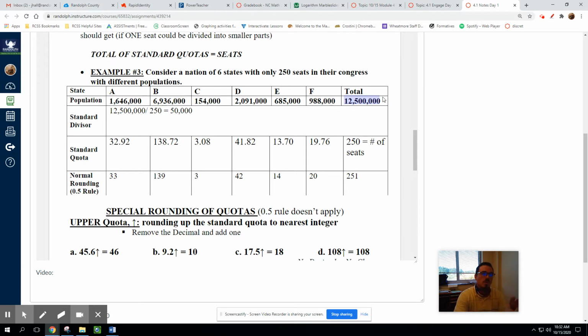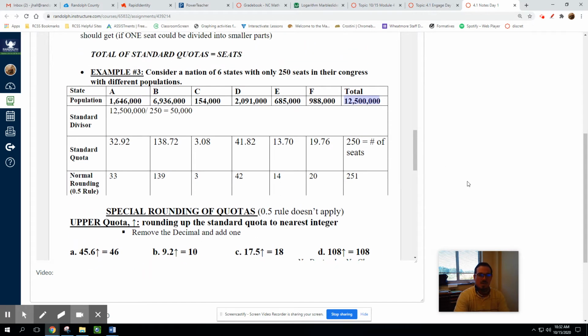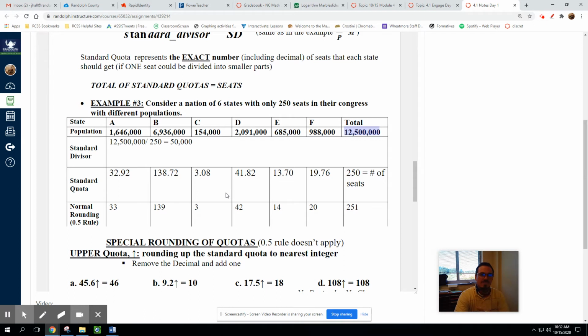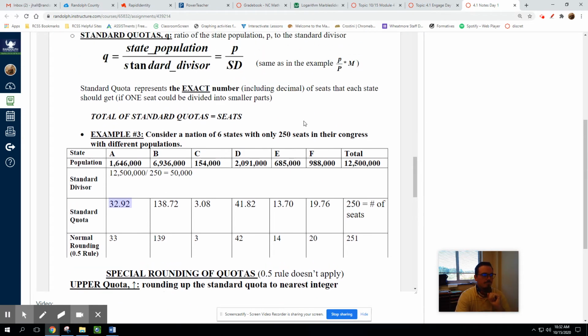Now there are only 250 seats in Congress for those states. So we're going to have to figure out how we divvy up those 250 seats to those 6 states, which is what we do in Congress anyway. This might not be exactly how it's done, since we're using different numbers, but this is how it is done in Congress. So the way that we do this is to find the standard quota. Remember our formula. We're going to take the state population and divide it by the standard divisor.